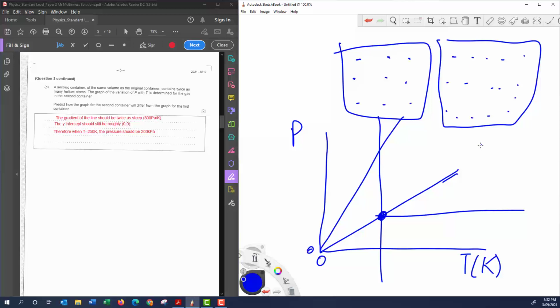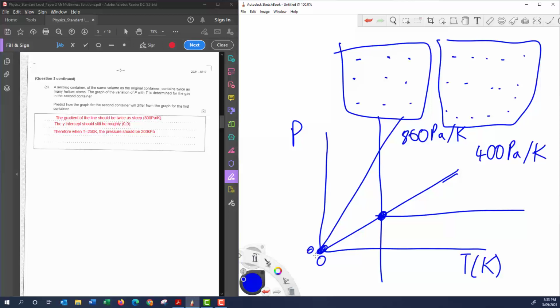So some key points that I would put in my answer for this: I would say that the gradient now should be twice as steep. Before, when I calculated the gradient, it should have been 400 pascals per Kelvin. Now the gradient should be double that, so it should be 800 pascals per Kelvin. The y-intercept should still be 0, 0. I'd say that's a really key one.